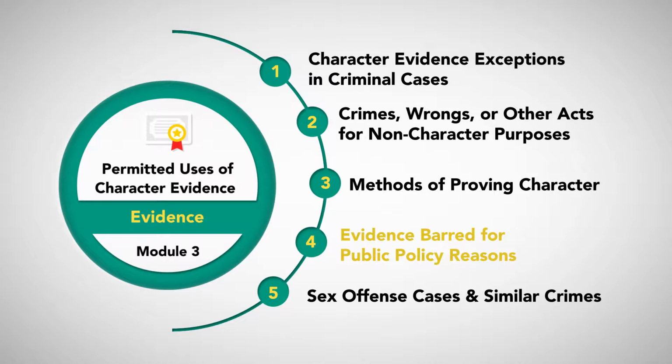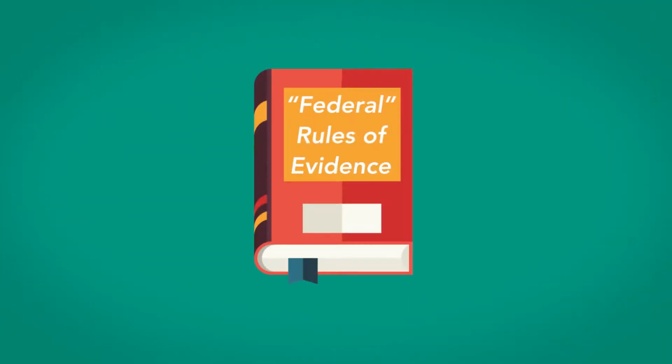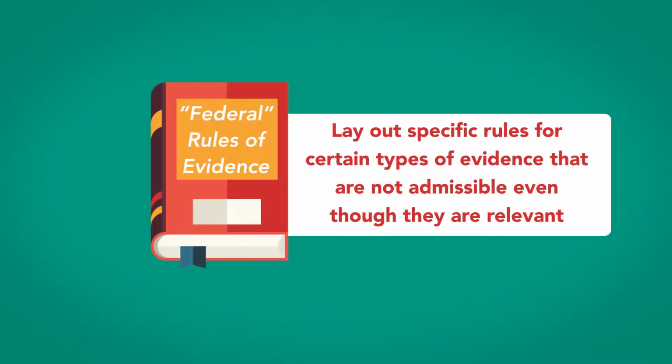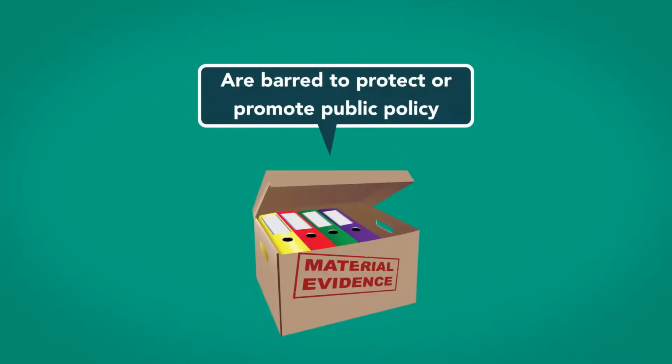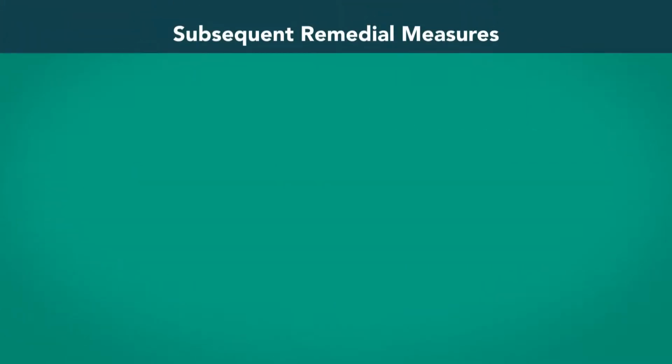Evidence barred for public policy reasons. The Federal Rules of Evidence lay out specific rules for certain types of evidence that are not admissible even though they're relevant. These types of evidence are barred to protect or promote public policy. Let's look at a few of these.